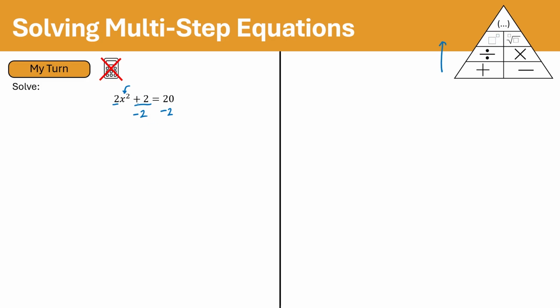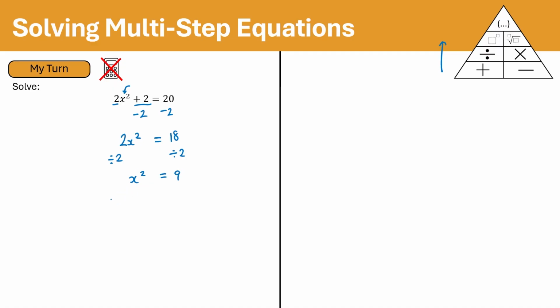If I subtract 2 from both sides, that is the opposite of doing the add 2. So on the left-hand side, I'm just left with 2x squared, and on the right-hand side, I'm left with 18. I then want to undo the multiplication. So I'm multiplying x squared by 2. To undo that, I'm going to divide both sides by 2. That leaves me with x squared is equal to 9.